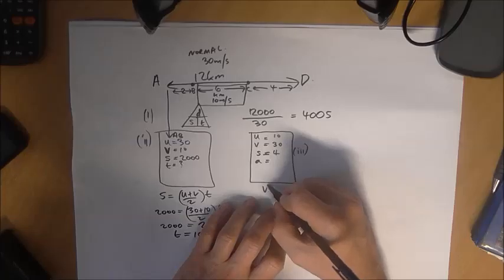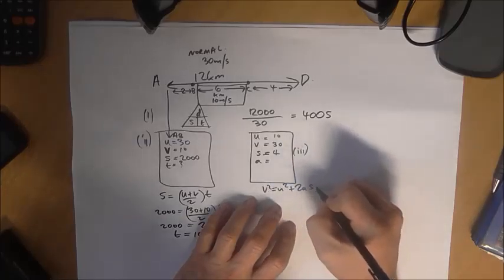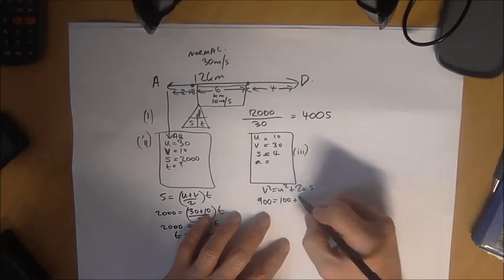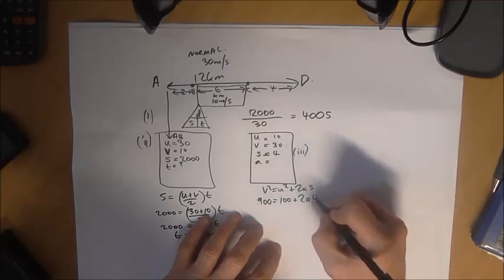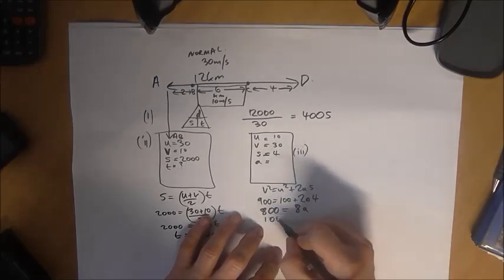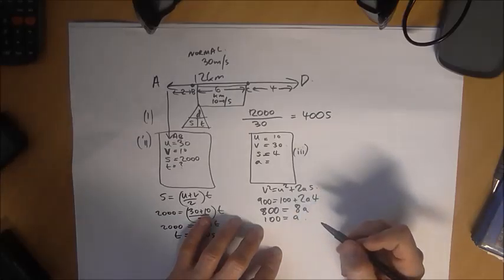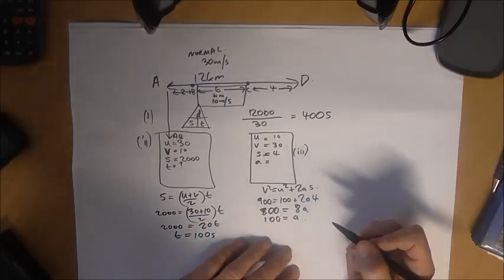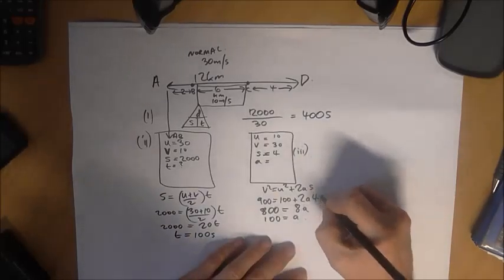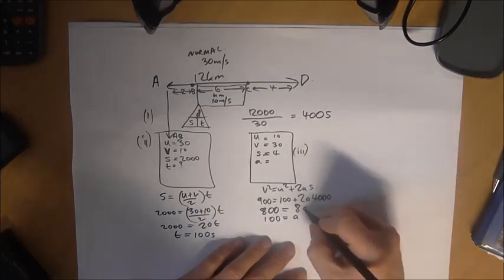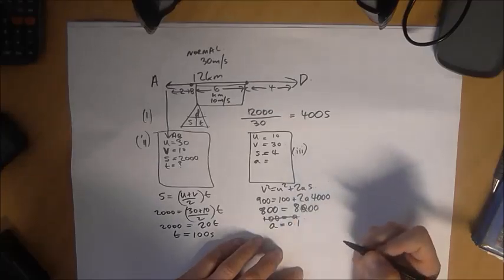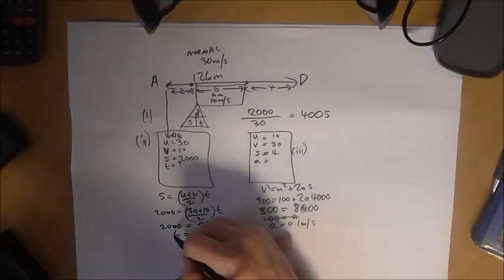What one is good for this? It's v squared equals u squared plus 2as. So 900 equals 100 plus 2a4. So 800 equals 8a. So 100 equals a. Wait, I've not made a mistake there. Oh, sorry, it's the units mismatch again. 4,000. 8,000. So a equals 0.1 meters per second squared.